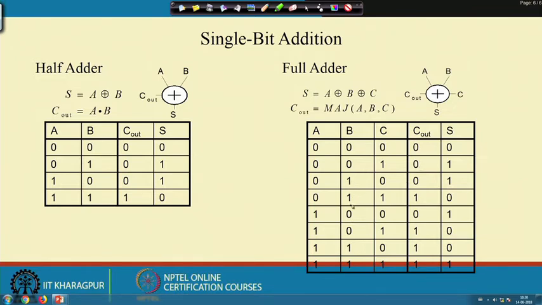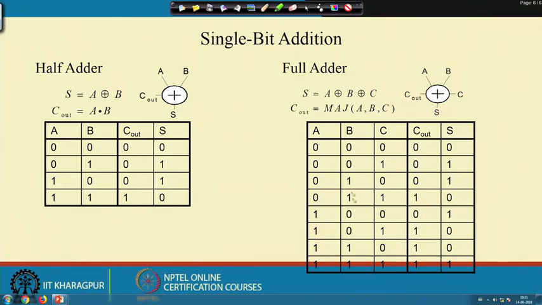For the 0 1 case, when carry bit is 0, the sum is 1, as in the earlier case. But whenever the sum of A and B is 1 and carry in is again 1, then now I am again adding 1 along with 1.